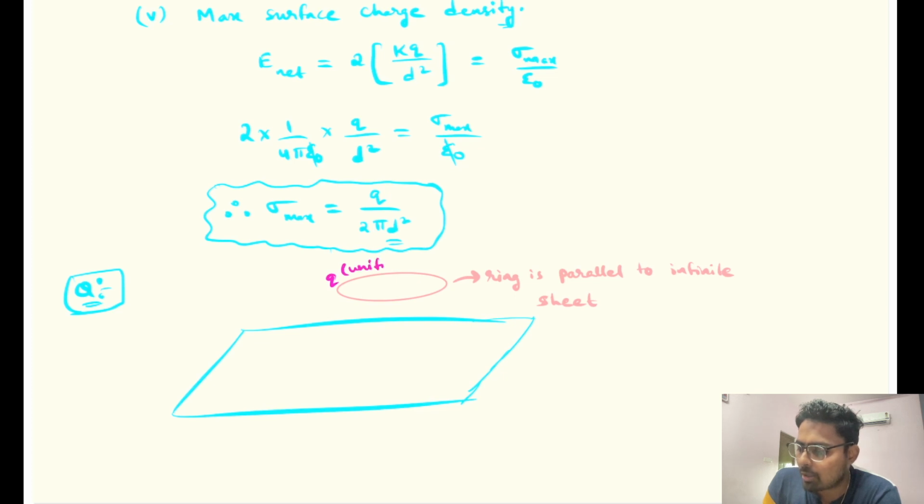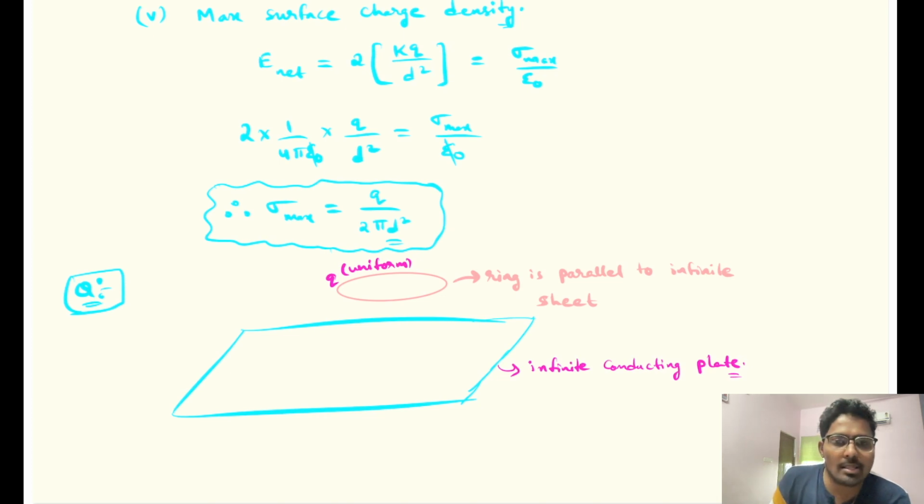Now the question is, this is a conductor. This is an infinite conducting plate. And you need to find the potential at the center of this ring. Very interesting question. If you want, you can try. So the question is: find the potential at the center of the ring.